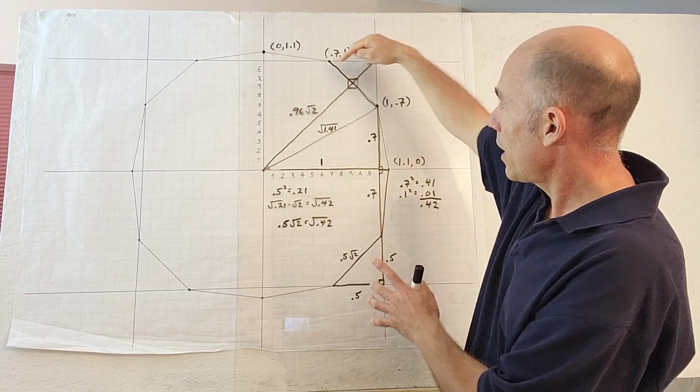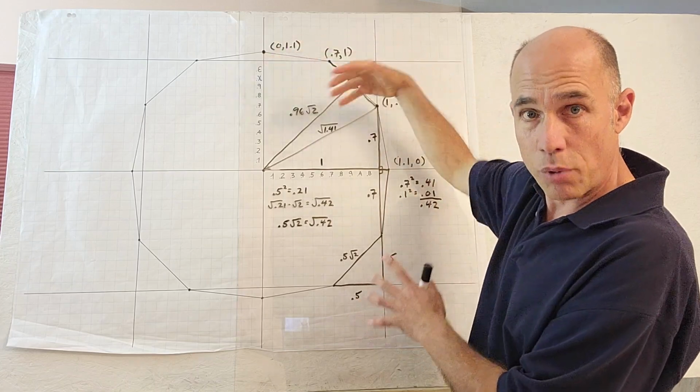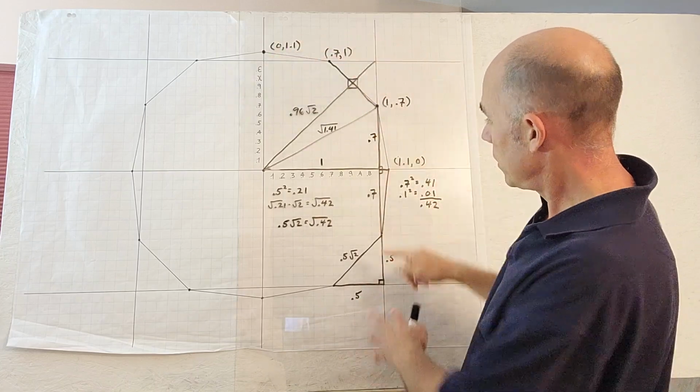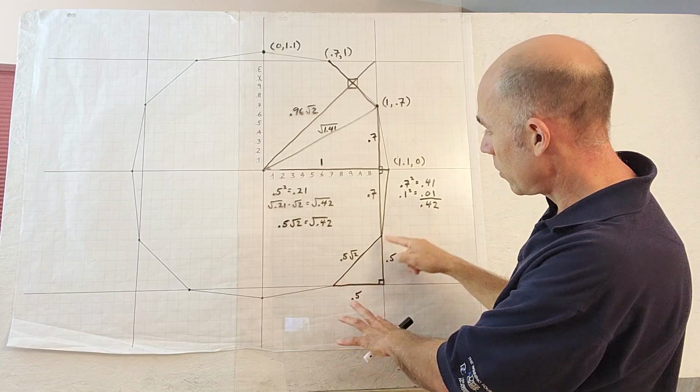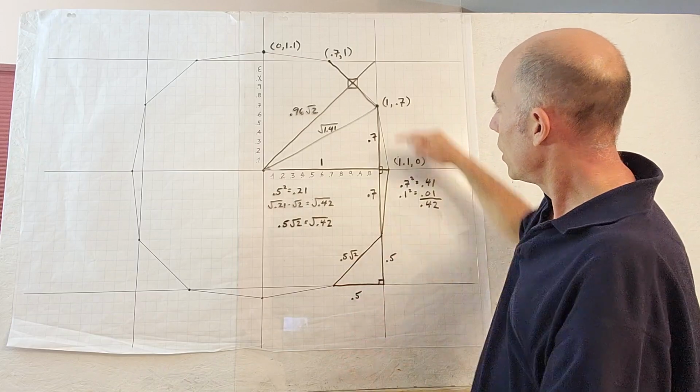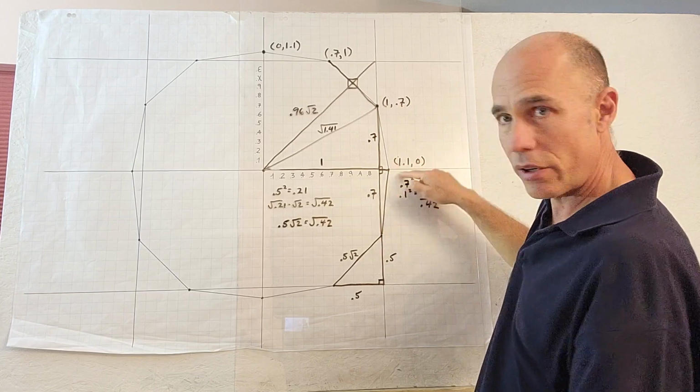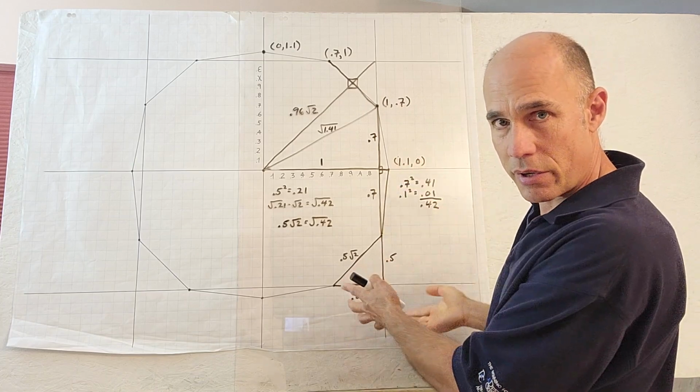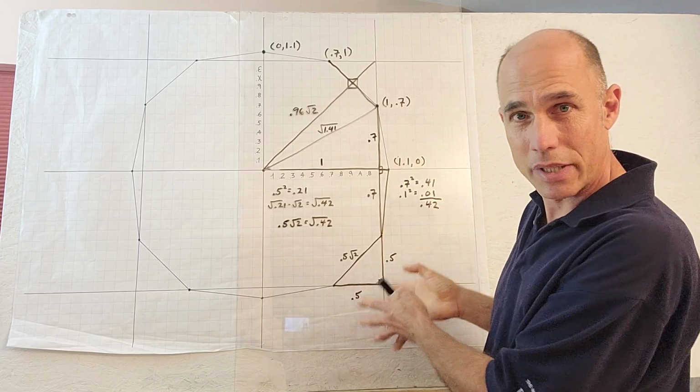So the length of the sides are all 0.5 root 2. You can see down here I've drawn a little right angle triangle, 0.5 root 2. So this side also is 0.5 root 2, and I've used the Pythagorean theorem just to prove that and show you some base 12 math.